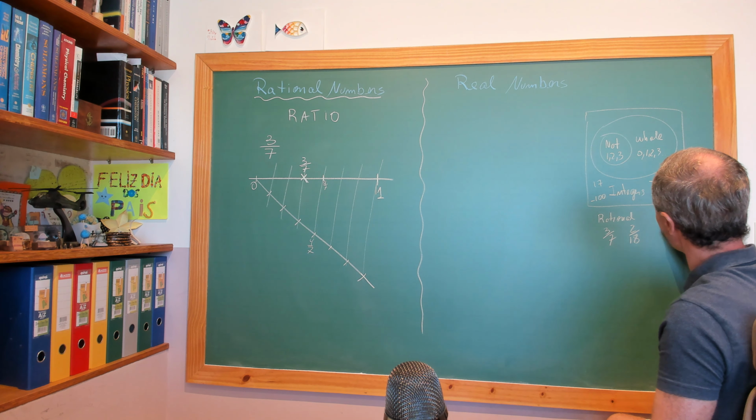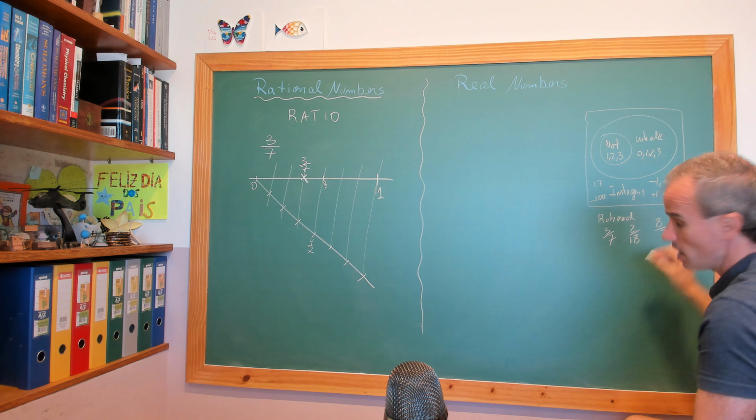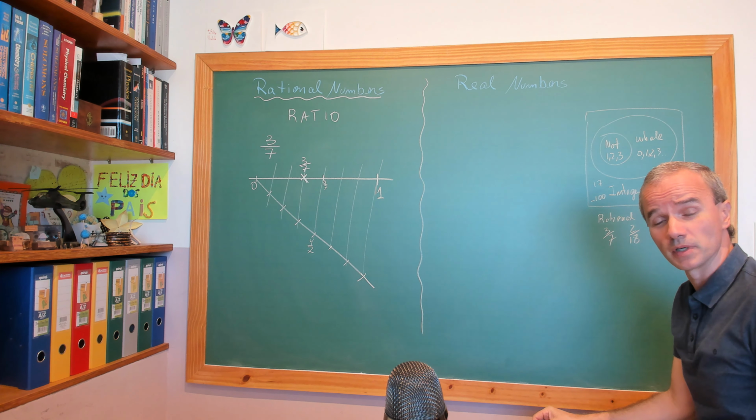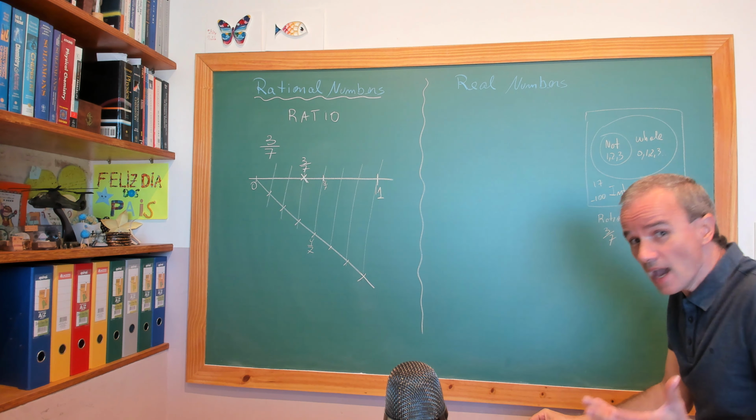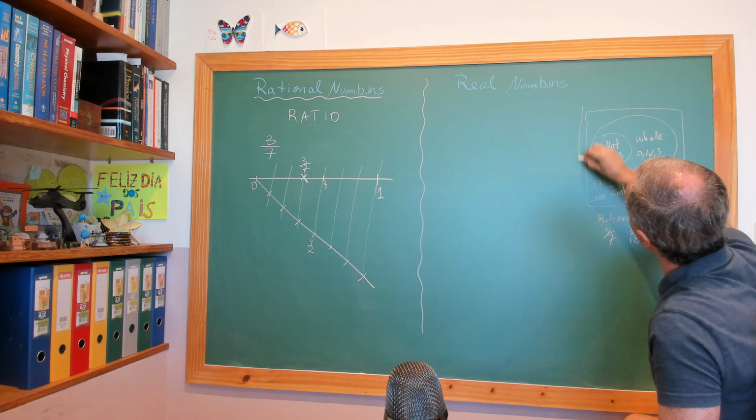Oh, what about the number 4? Like what? 8/2? Yes, of course, 4 is a rational number. If you can express any number as a ratio, it is a rational number. In here.